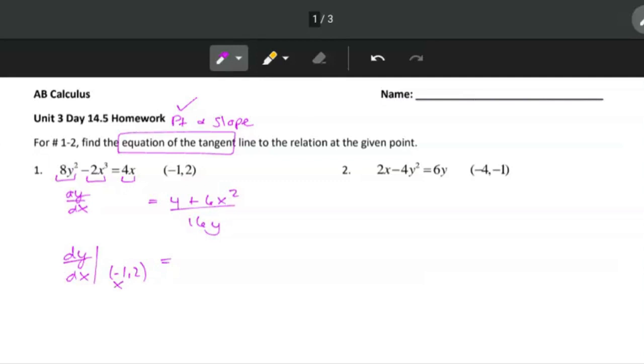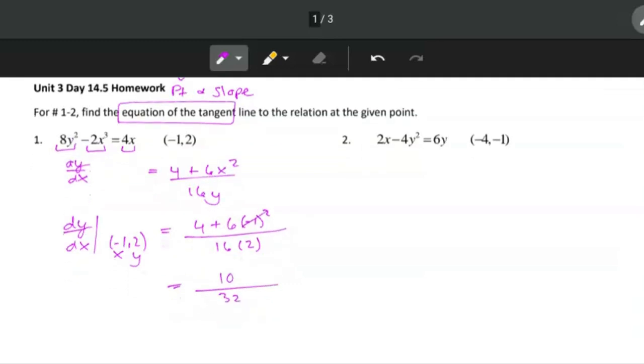So we have to plug in -1 for x and 2 for y. So if we do that, we get 4 plus 6 times -1 squared all over 16 times 2. -1 squared is 1, so we really don't need that. So 4 plus 6 is 10 all over 32. And if you reduce that, you get 5 over 16. So 5 over 16 is really your slope.